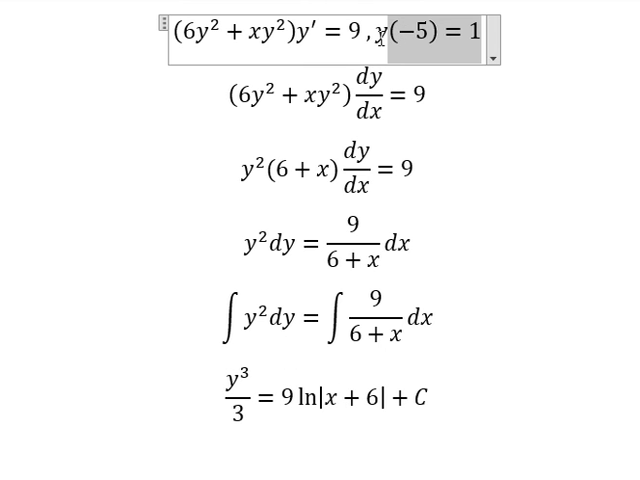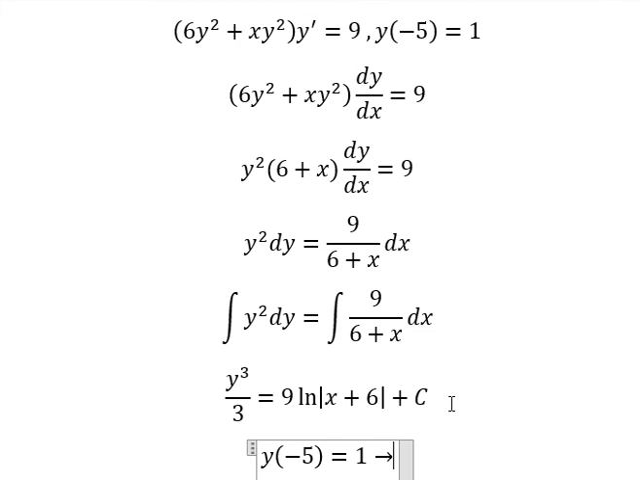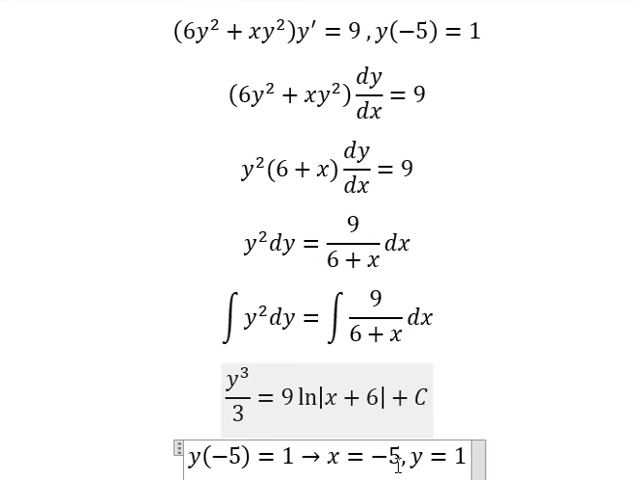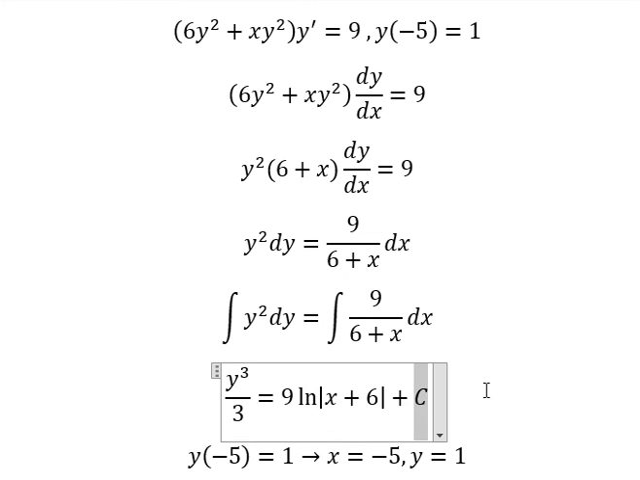Now we have the conditions. That means when s equals negative 5, y equals 1. So we put 1 and negative 5 in here to find the value of c.